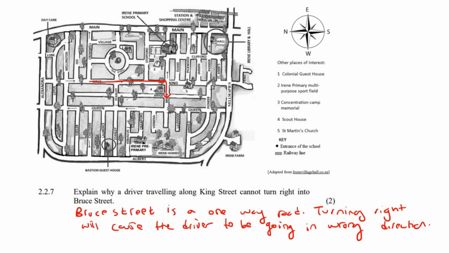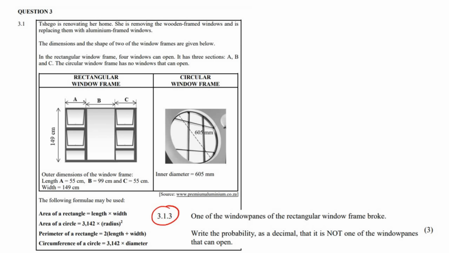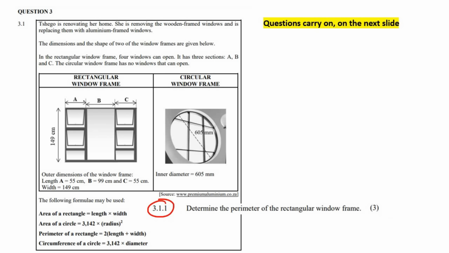Like that. This question does carry on, so here's the first question. Then there's a second part and a third part. Okay, so it says here that Shecho is renovating her home. She is removing the wooden framed windows and is replacing them with aluminium framed windows. Ooh, fancy. So it says the dimensions and the shape of 2 of the window frames are given below.